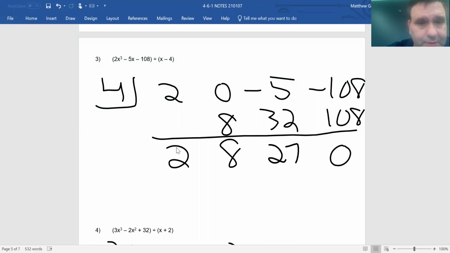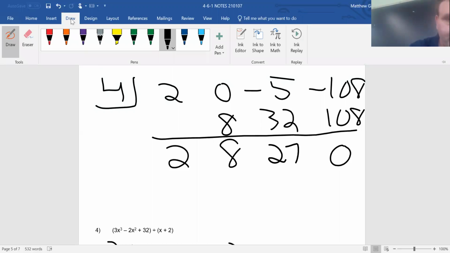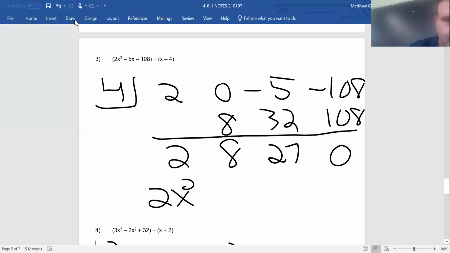Drop the 2. Times 4 is easy, that's 8. Added to 0 is 8. 8 times 4 is 32. 32 added to negative 5 is 27. And 27 times 4 is 108. Added to negative 108, you get 0. So that's not too bad. Our quotient is 2x squared plus 8x plus 27.